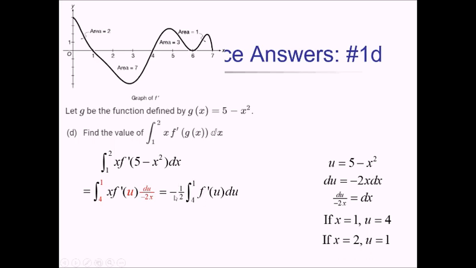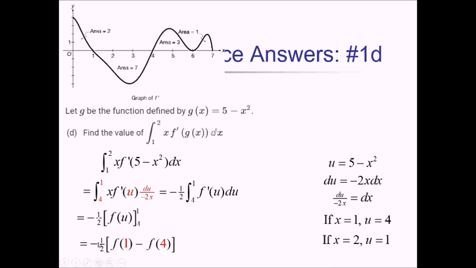So this is really negative 1/2 times f of u evaluated from 4 to 1. So just applying my fundamental theorem, this is just going to be f of 1 minus f of 4, and we still have that negative 1/2 lingering outside there. And we actually have to plug some numbers into this, though.